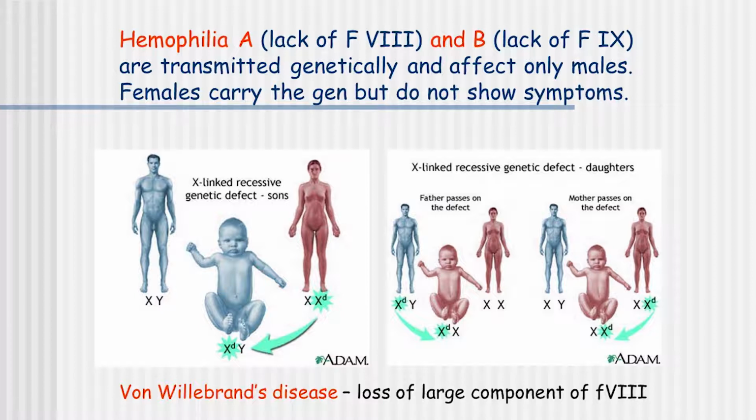So here we also have hemophilia, lack of factor 8, hemophilia A and hemophilia B. Hemophilia A is a result of lack of factor 8, and B is lack of factor 9. And they are all genetic, transmitted genetically. And it affects only the male children. The females are carriers. They don't show the symptoms, but they carry the gene. And the males are the ones that suffer from it.